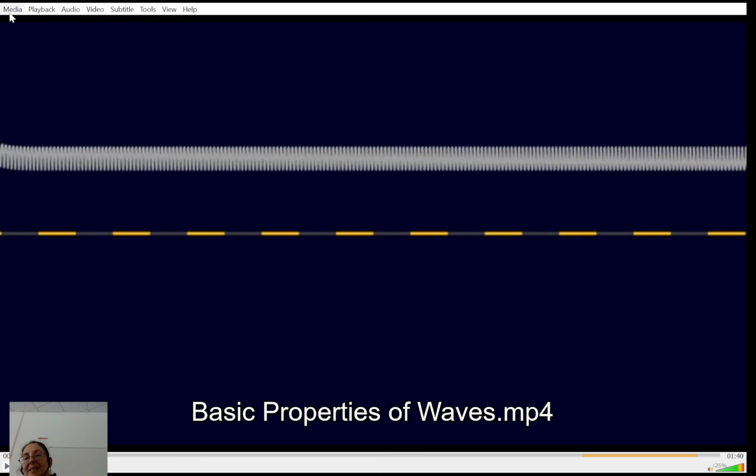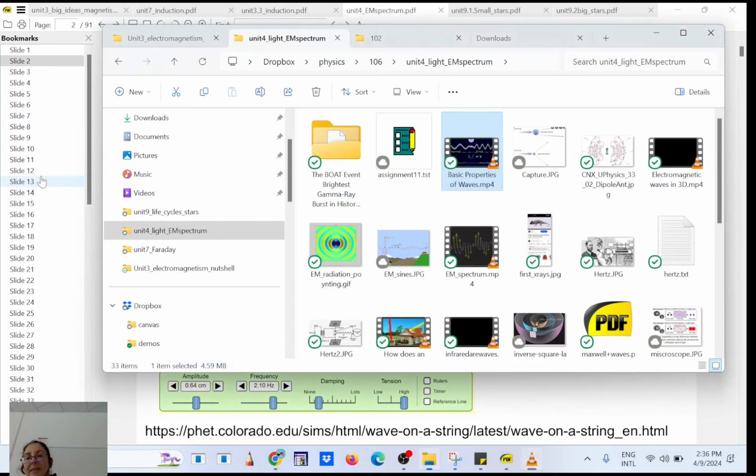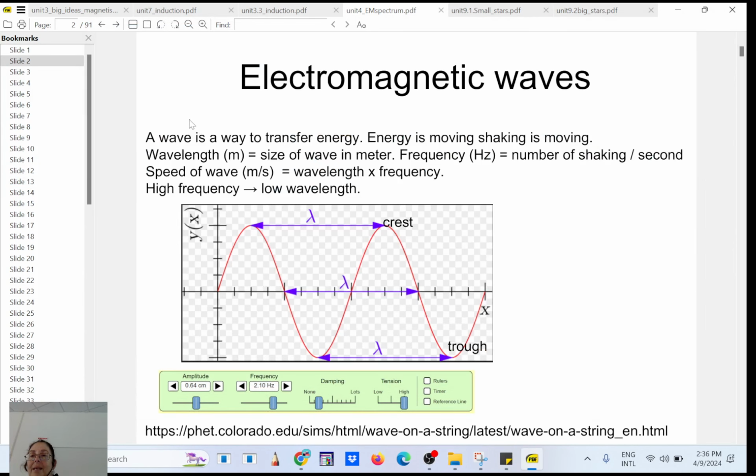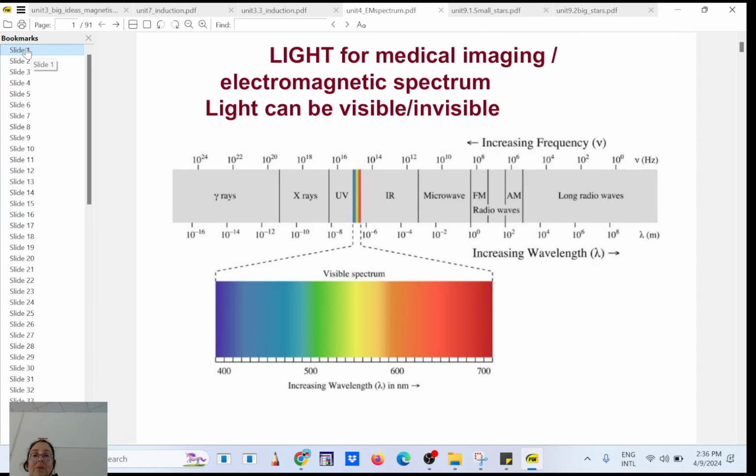So it's a nice video to visualize what's happening. So if I go back to my electromagnetic spectrum, gamma rays have high frequency, unit is hertz, but low wavelength.